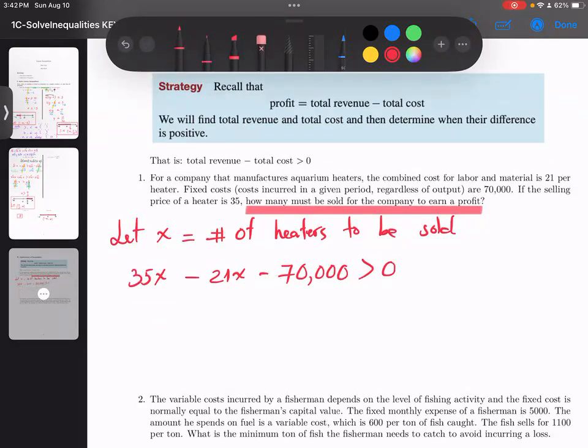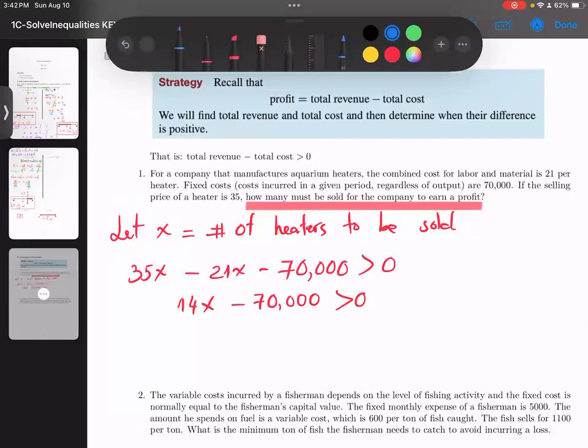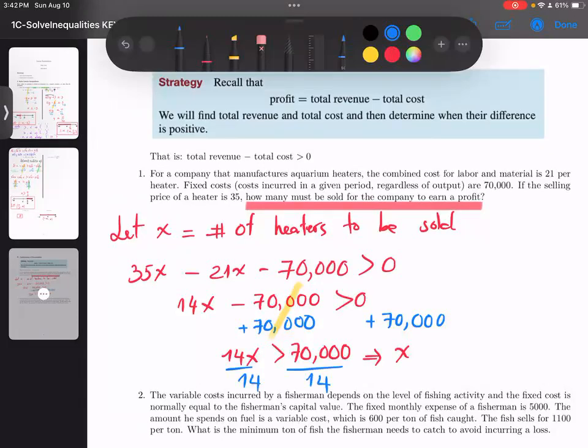35 minus 21 will be 14x, minus 70,000, greater than 0. You add 70,000 both sides, like that. Left-hand side cancel. We have 14x greater than 70,000. Divide both sides by 14. So what you got, 70,000 divided by 14. I have 5,000.